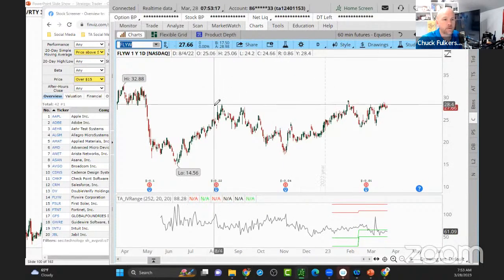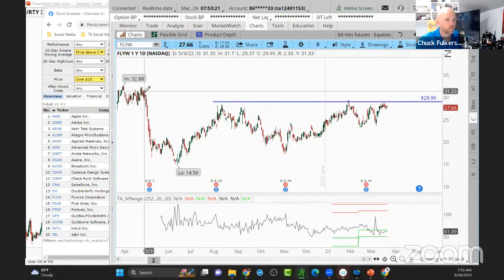I like this one from a breakout standpoint. I don't like it from the room to roam, with too much supply up here. So no, thank you.